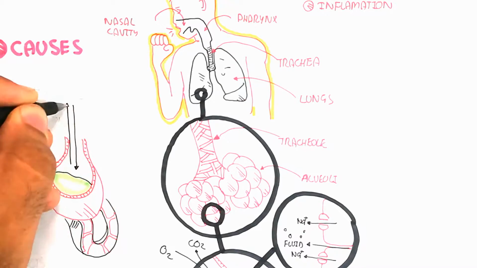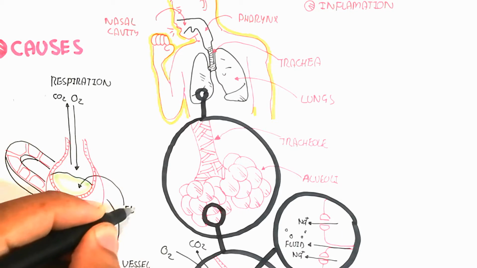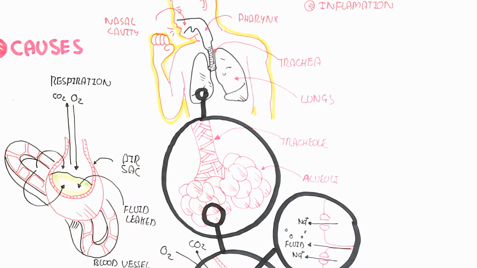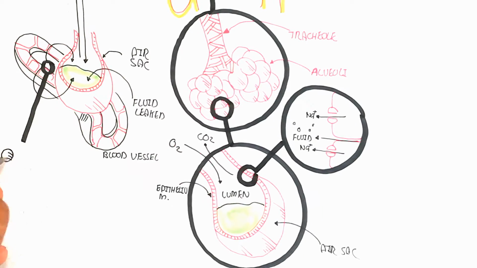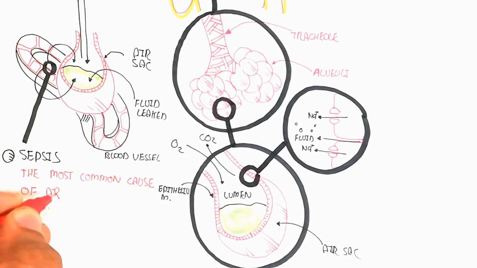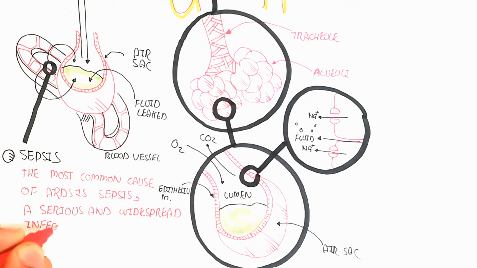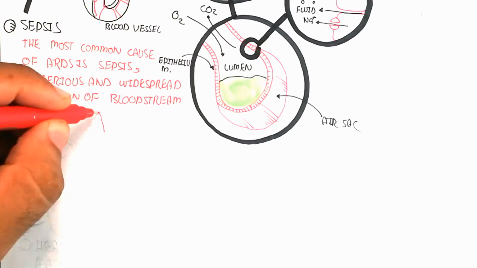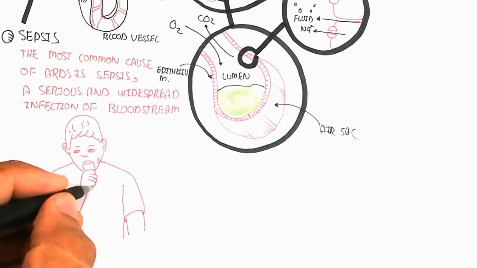So here are the causes we will discuss. Respiration here is basically the carbon dioxide and oxygen exchange. So when fluid or pus builds up, or on the other hand fluid, water, mucus, it leads to fluid leaking from the endothelial cells of the blood vascular system. So the blood will leak for some reason. The most common cause of ARDS is sepsis, a serious and widespread infection of the bloodstream, which leads to ARDS.